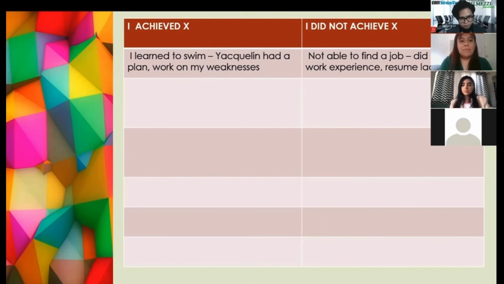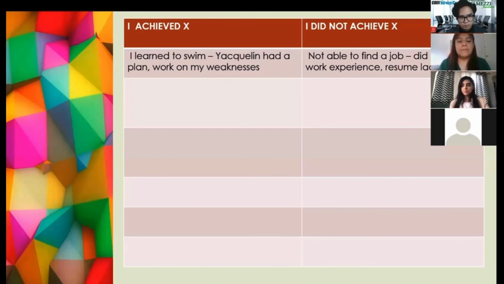It's really more about thinking about what made you get to the point where you are, or what hindered you from getting to your goal, right? That's the "I did not achieve" part. So for example, I did not find a job. Maybe you can reflect on why you didn't get this job. Was it because you didn't have enough work experience? Was it because your resume was lacking? Maybe your interview skills weren't on par, right?